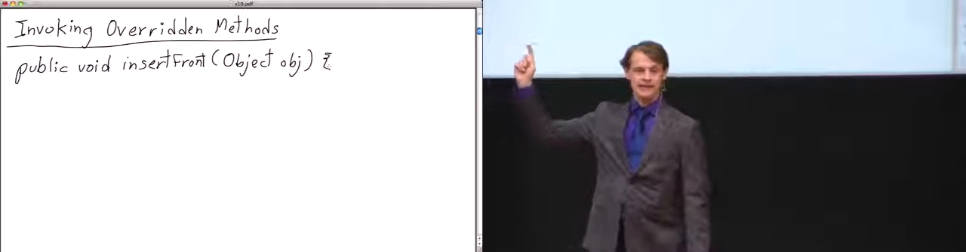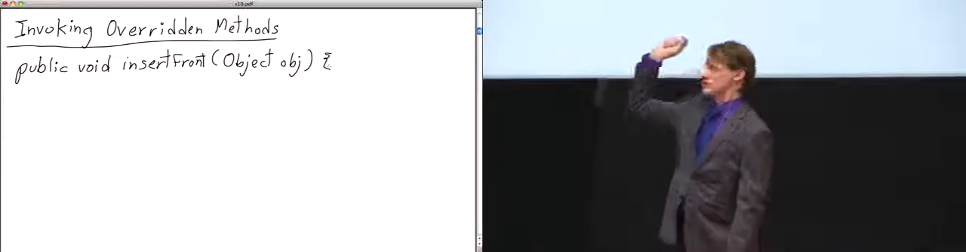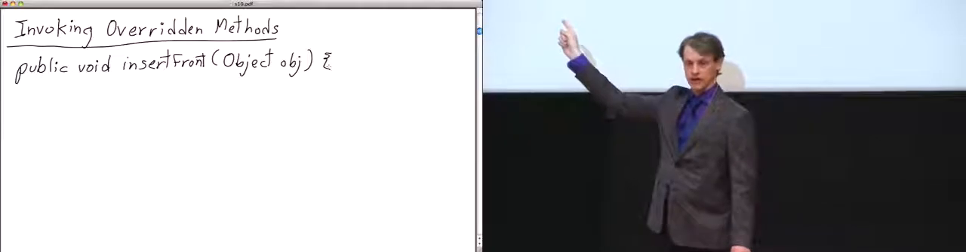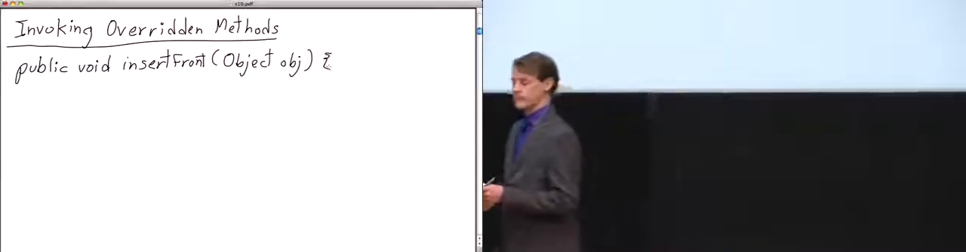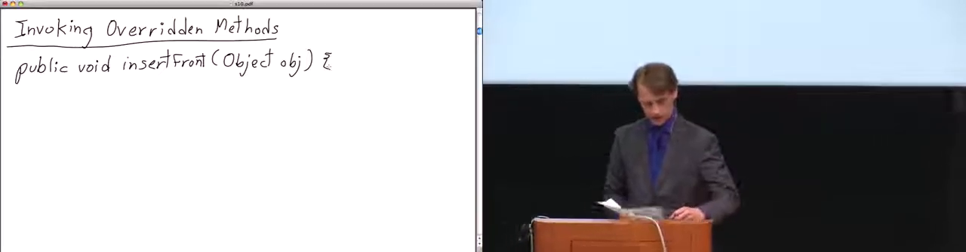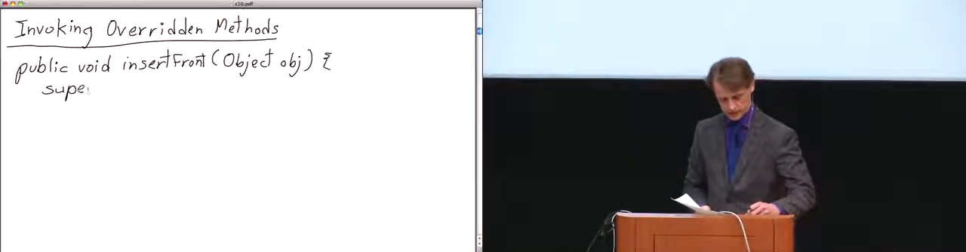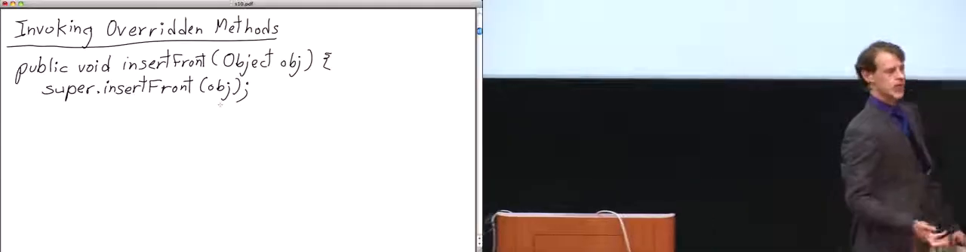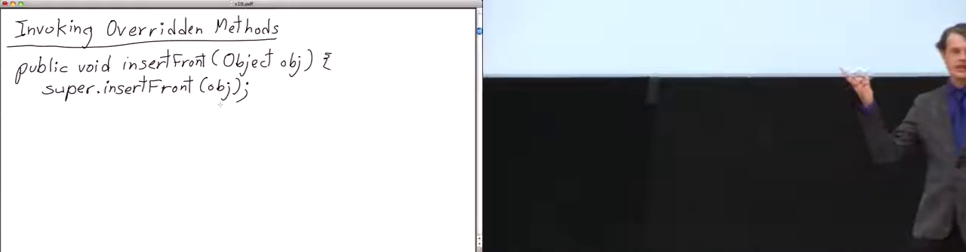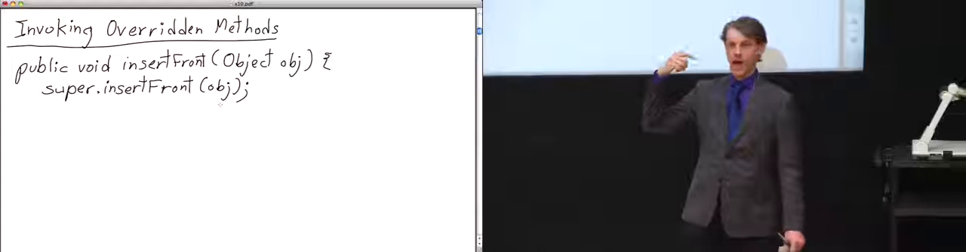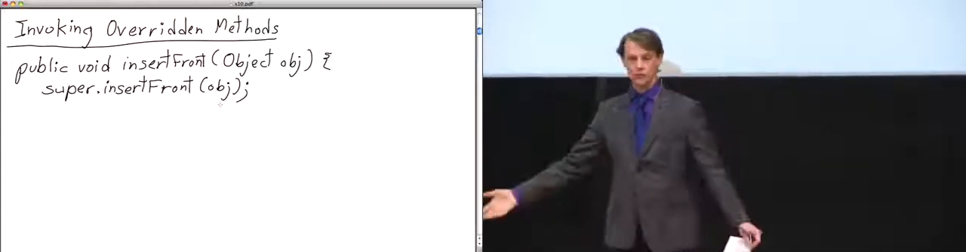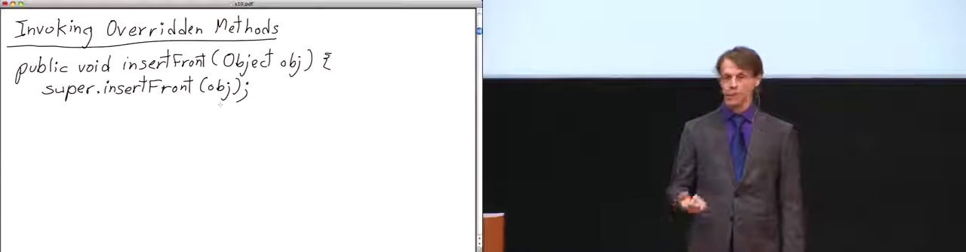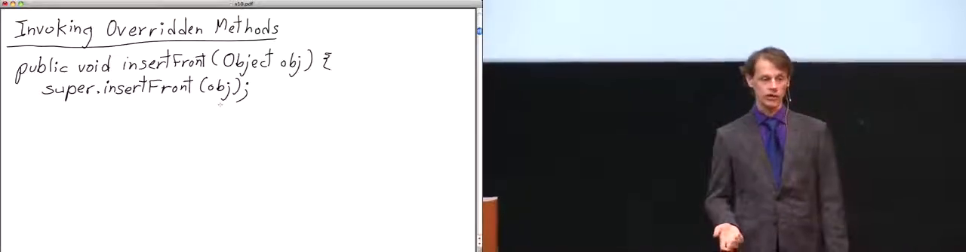So what I'm going to do is in the tail list class, I'm going to override insert front by writing out exactly the same signature here. But my subclass insert front is going to call the superclass insert front. By writing super.insertFront obj, that's calling insert front in the superclass. And that superclass insert front will add the item at the front of the list like it's supposed to. The only thing it gets wrong is it doesn't update the tail pointer.